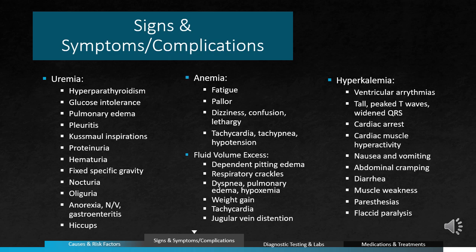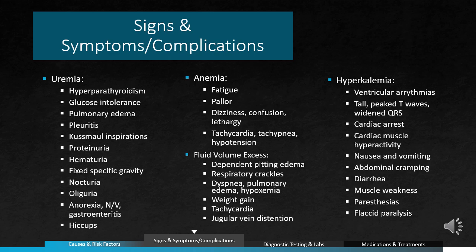Signs and symptoms and complications. Complications include uremia, anemia, fluid volume excess, and hyperkalemia, each showing certain signs and symptoms. Uremia can show hyperparathyroidism, glucose intolerance, pulmonary edema, pleuritis, Kussmaul respirations, proteinuria, hematuria, fixed specific gravity, nocturia, oliguria, anorexia, nausea, vomiting, gastroenteritis, and hiccups.